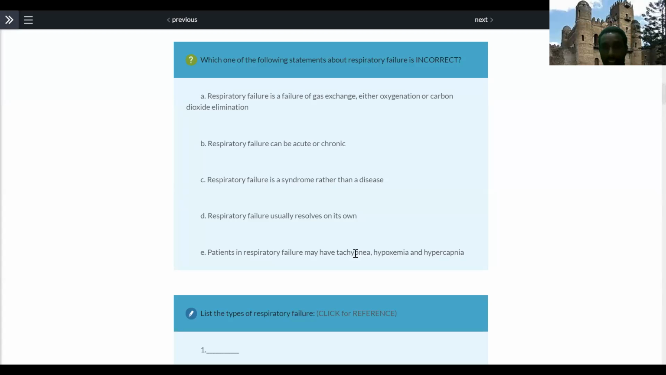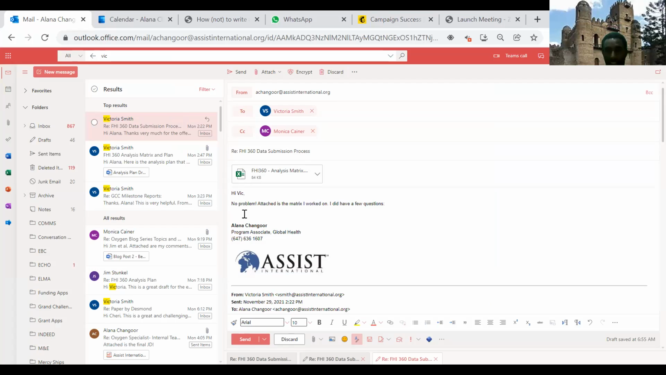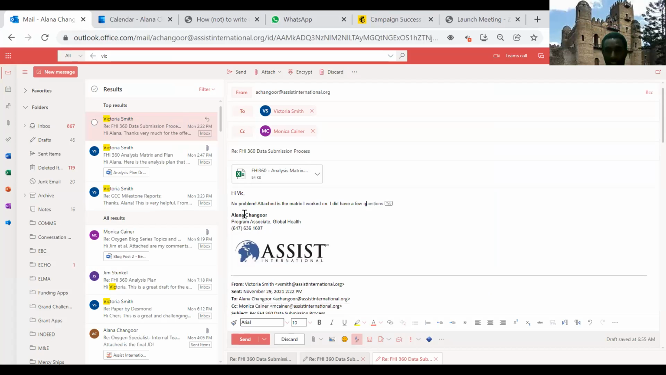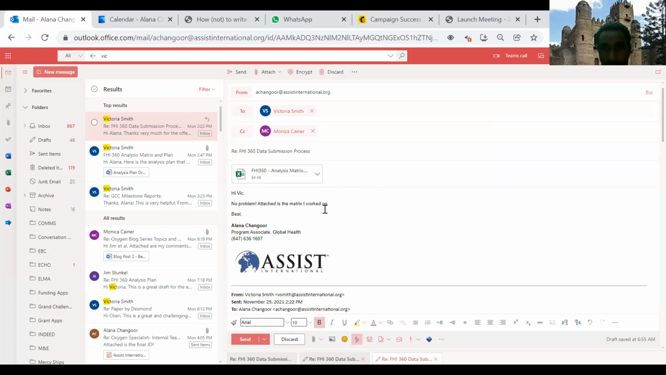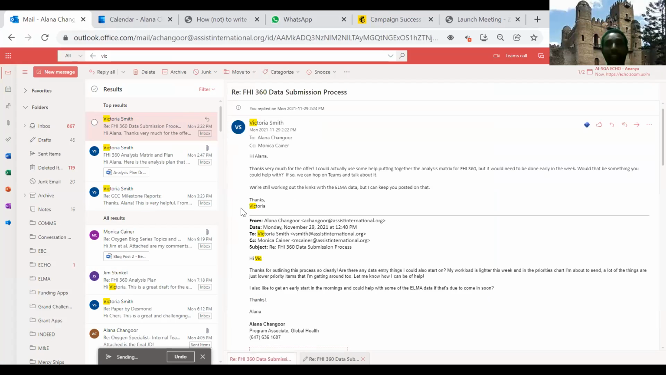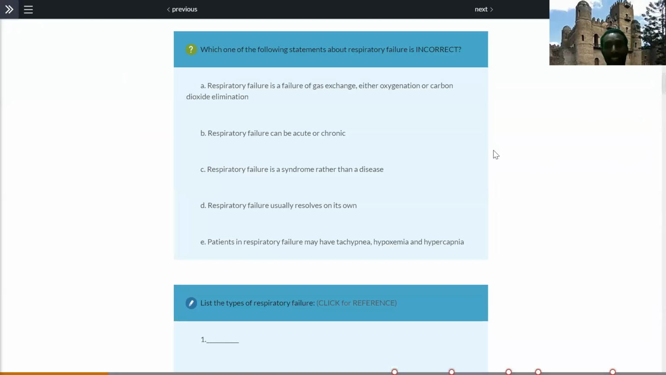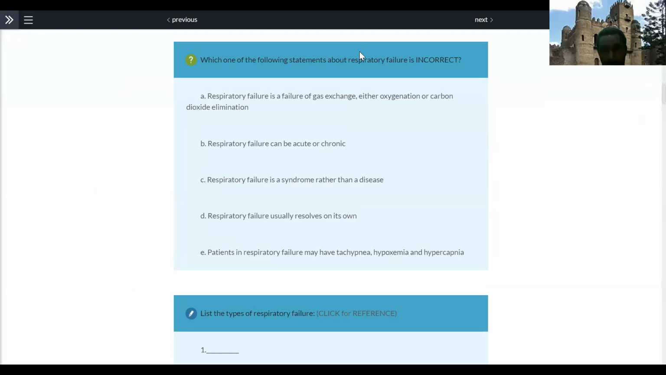And D says respiratory failure usually resolves on its own. This is an incorrect statement because respiratory failure is usually a fatal process unless we intervene and deliver appropriate therapy. It is not a self-limiting or self-resolving condition on its own. So we need to give due attention to a patient having respiratory failure.